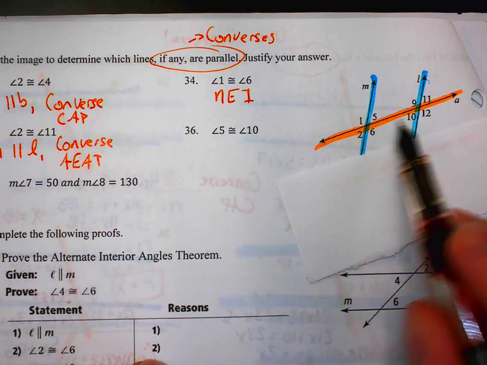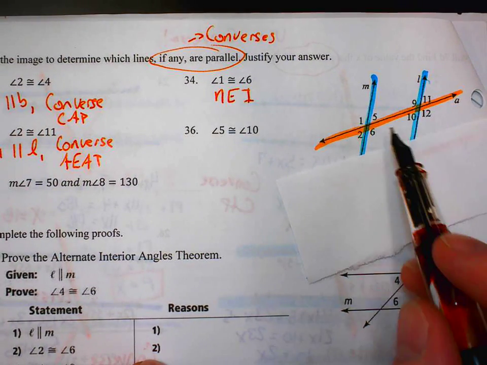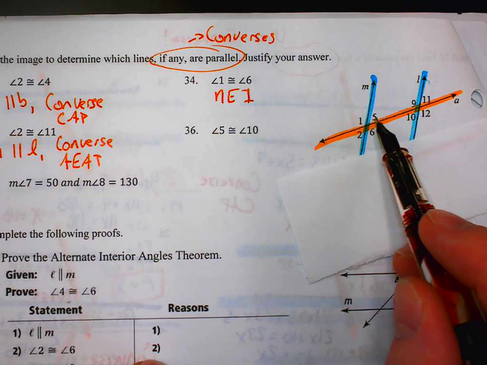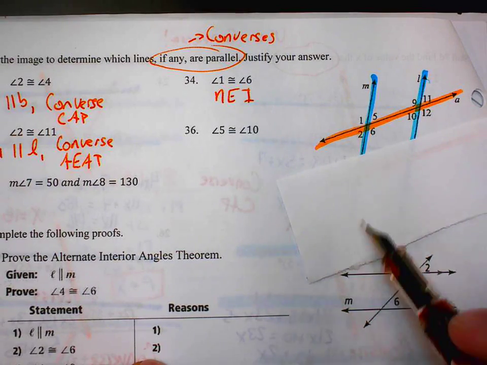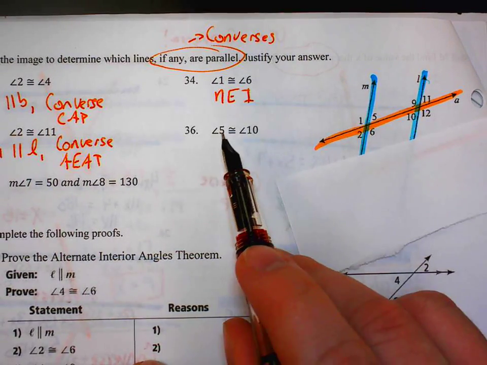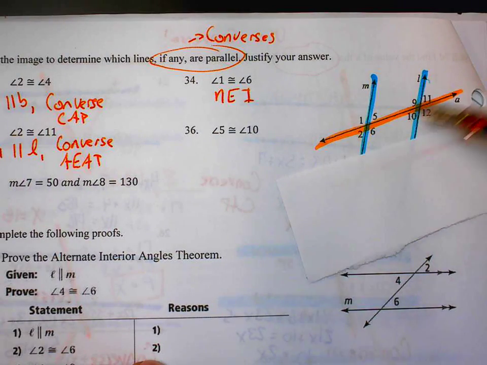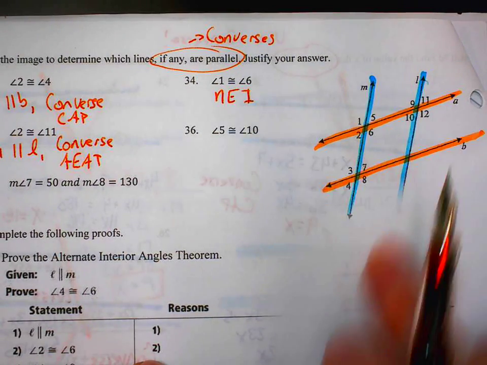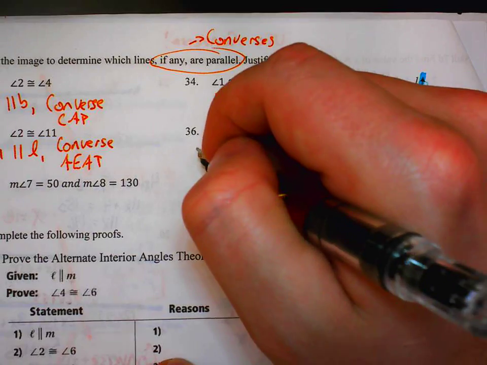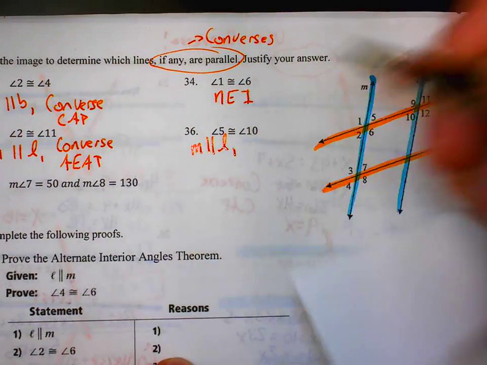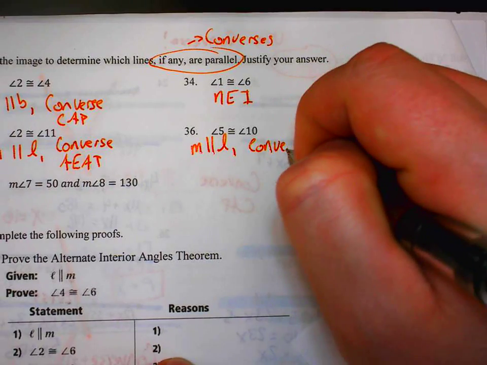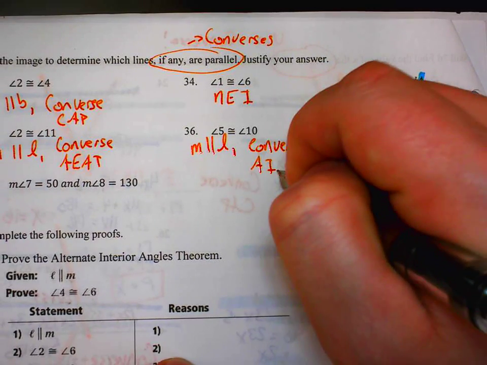5 is congruent to angle 10. 5 and 10 share line A. They are both inside the parallel lines and on opposite sides of the transversal. That makes them alternate interior angles. Alternate interiors should be congruent, and that's what this is telling me. 5 is congruent to 10. So that means my other two lines are parallel, M and L. Converse alternate interiors, AIAT.